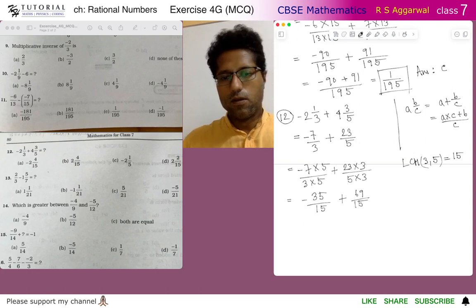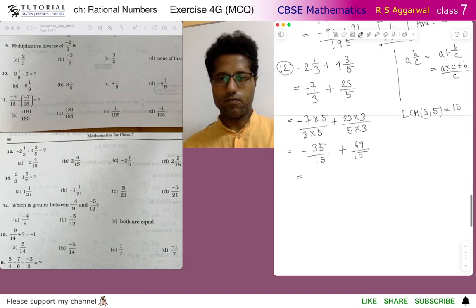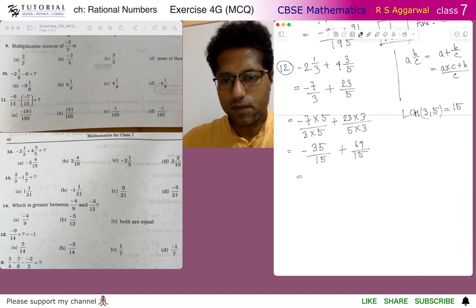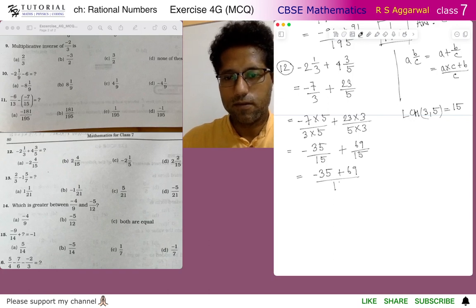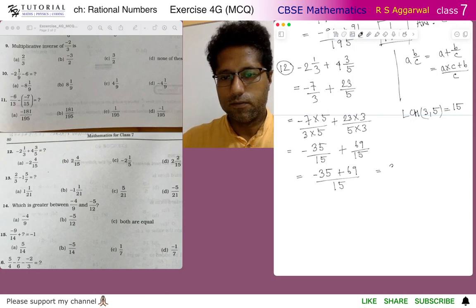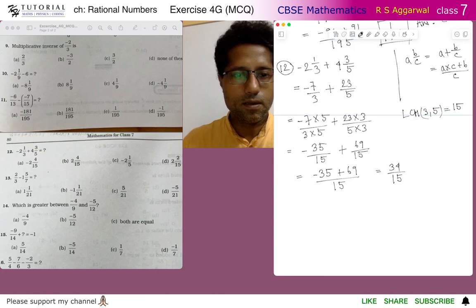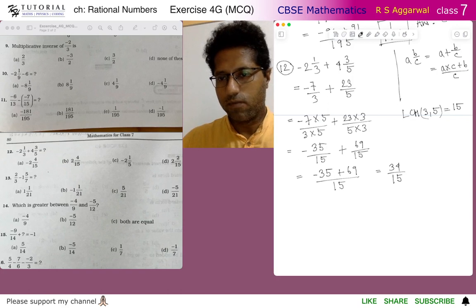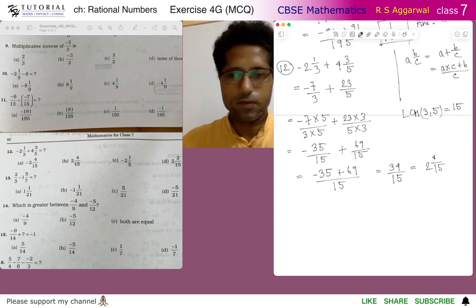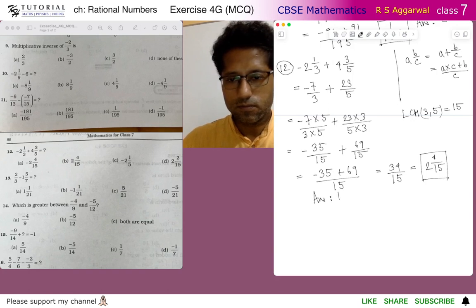Now we have to add these two rational numbers where they both have the same denominator. So we just add the numerators and divide that by the common denominator. So this becomes minus 35 plus 69 divided by 15, which is 34 by 15. It's an improper fraction. We can convert it to a mixed fraction as 2, 4 by 15. So the result is 2 and 4 by 15, and the answer is choice B.